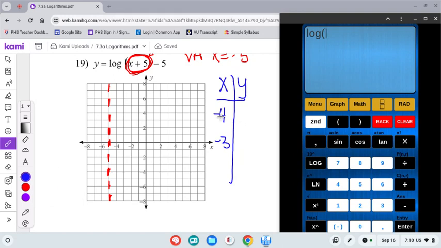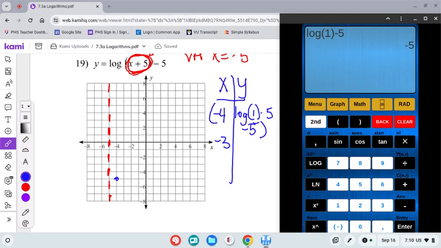But if I plug in -4 for x, that's going to be -4 plus 5 is 1, right? That'll be log 1 minus 5, because I plug -4 in right here. -4 plus 5 is 1. Log 1 minus 5 gives us -5. So we have the point -4, -5. That looks like a point right there.